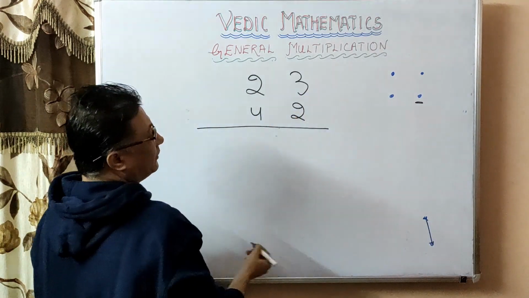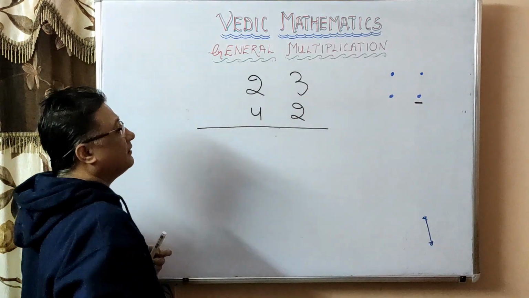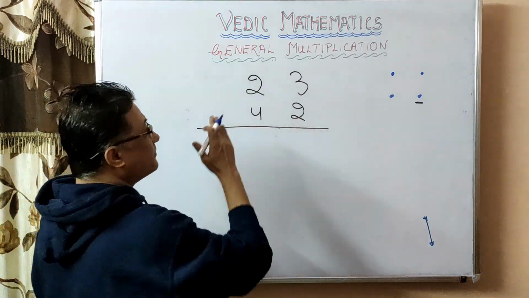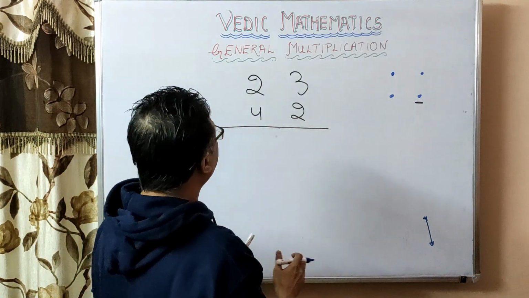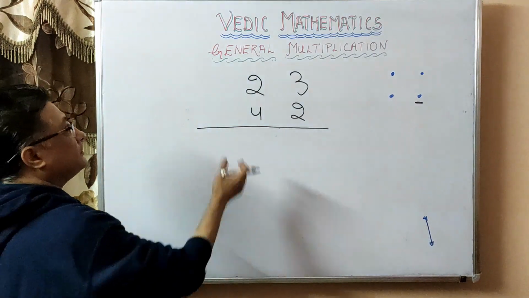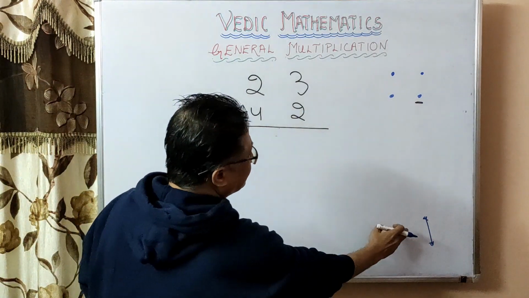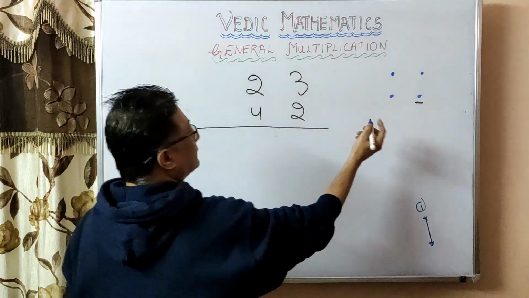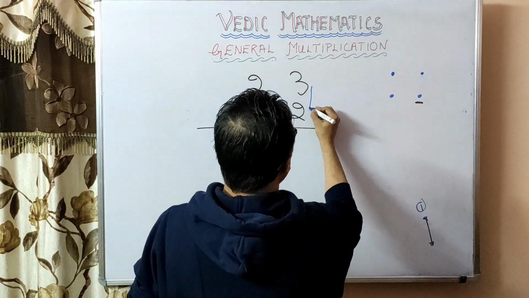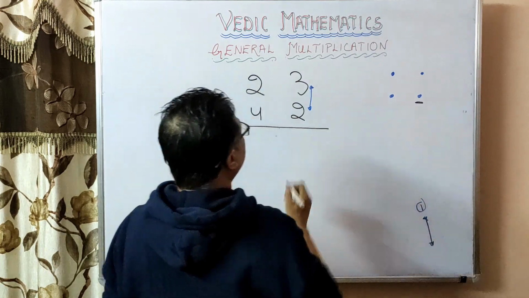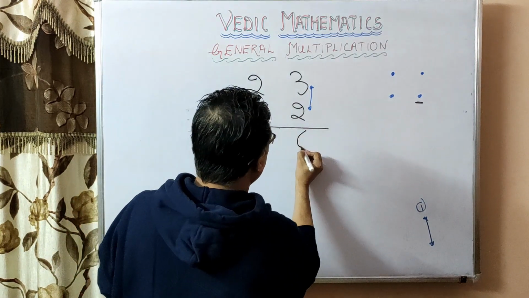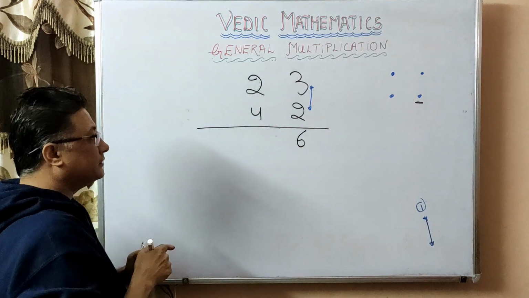multiply 3 by 2. This will be the first step or the first path, because paths are very important when we do general multiplication using Vedic mathematics. So this is our first step. 3 multiply 2. What is 3 multiply 2? It is 6. So we write 6 over here.